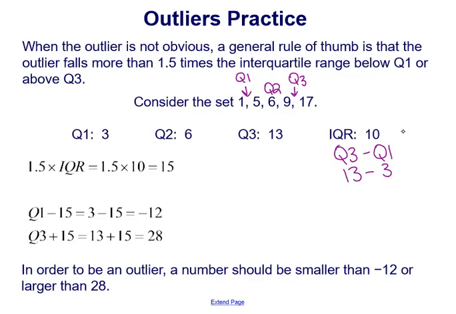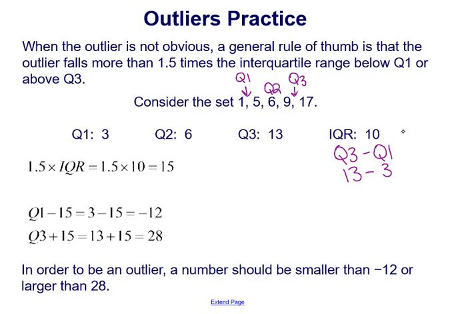So now we can use 1.5 times the interquartile range. That'll be 1.5 times 10, and that equals 15. We can subtract 15 from quartile 1, so 3 minus 15 is negative 12. And then we can add 15 to quartile 3, and we get 13 plus 15 is 28. So in order to be an outlier, a number should be smaller than negative 12 or larger than 28.